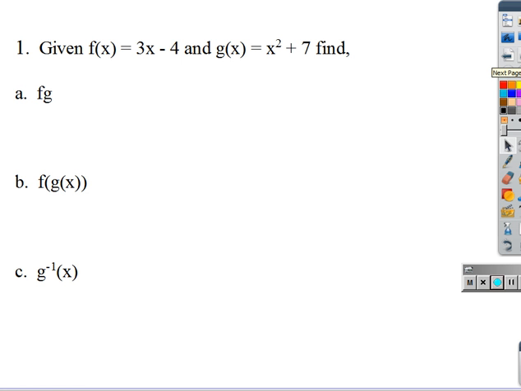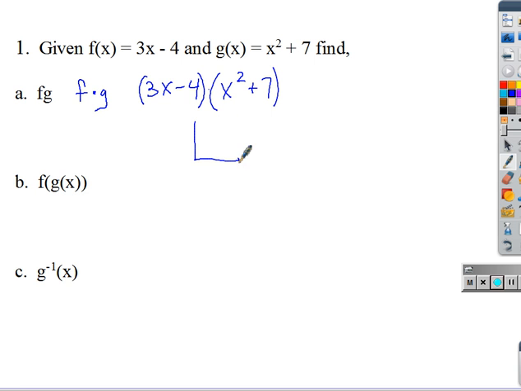Given f of x equals 3x minus 4 and g of x equals x squared plus 7, we need to find fg. Okay, so first we start there. Fg would be the same as f times g. So we're going to take function f, which is 3x minus 4, and we're going to multiply it by function g, which is x squared plus 7. There's a couple ways to do that. You could use your generic rectangle from CPM, or you could use FOIL, first, outer, inner, last, okay, to be able to do that. Either method is perfectly acceptable.